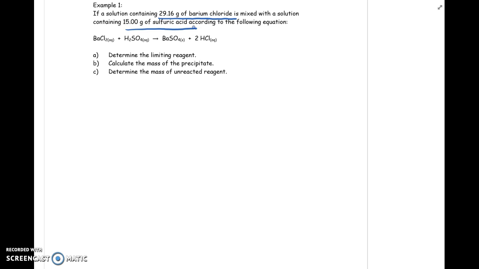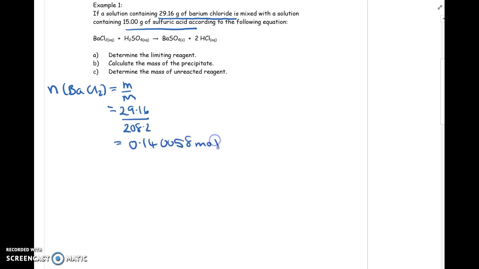So I need to find the moles. So I'm going to find the number of moles of barium chloride, which is equal to mass over formula mass. The number of moles was 29.16 divided by 208.2, which I've got off the periodic table, and that comes out to 0.140058 moles. Now I'm going to store that information on my calculator.